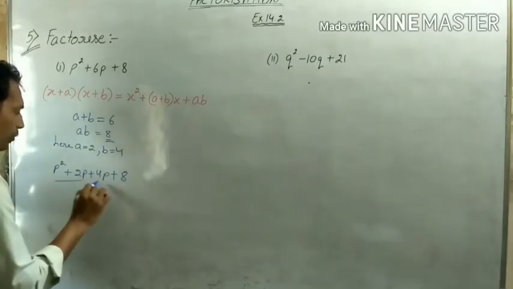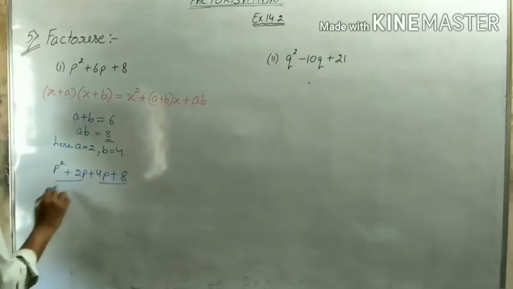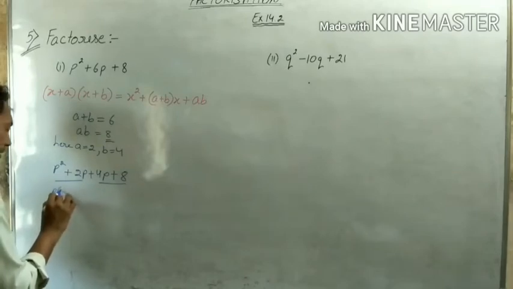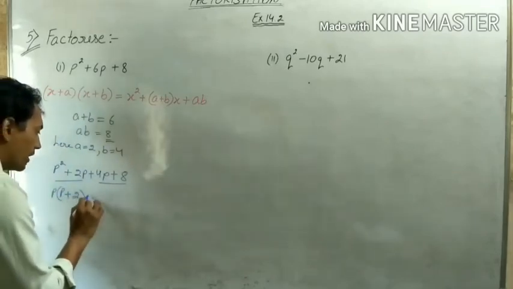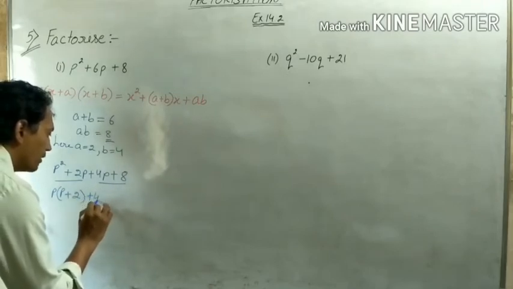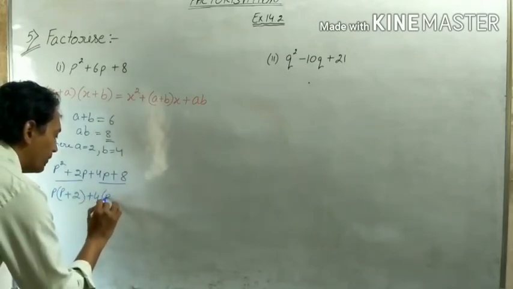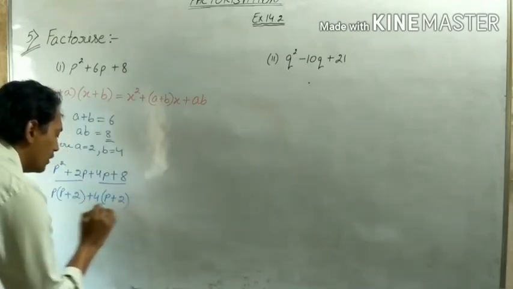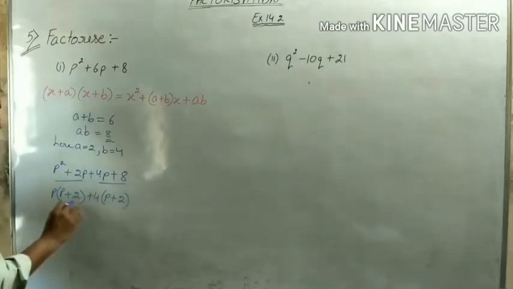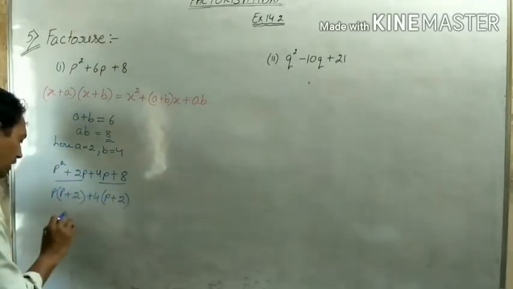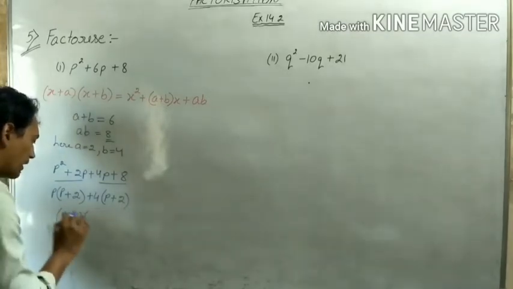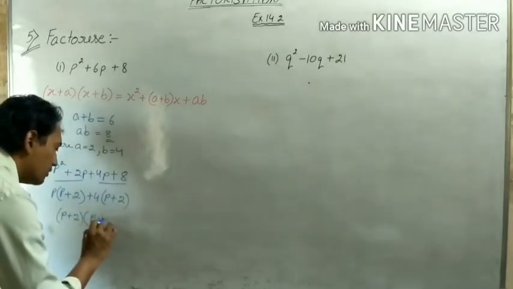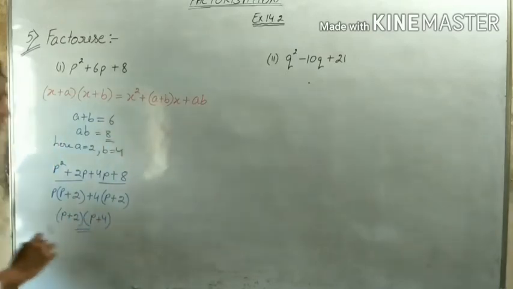Again we are making a group of two terms. You have p common here, so in the bracket you have p plus 2. From here you will take 4 common, and in the bracket you have p plus 2. On both the sides you have the same term, p plus 2. Again you are taking the same thing as common, p plus 2, and the rest of the thing in the bracket, that is p plus 4. So this is the factorization.